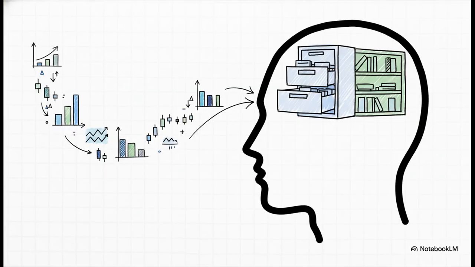And here's why that's so important. This isn't about just memorizing old charts. It's about building a kind of mental library. By studying hundreds of these past examples, you're literally training your brain to spot these signatures almost instantly when they start to form in a live market.